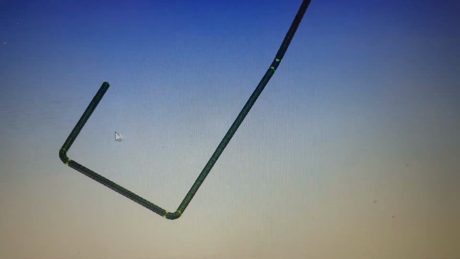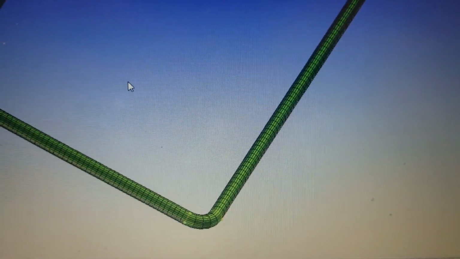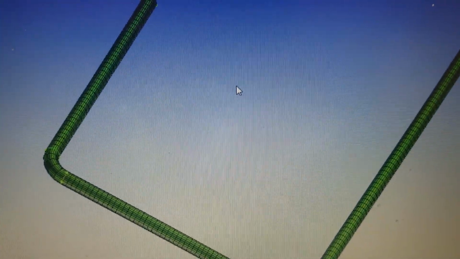Next, the model was meshed using ANSYS ISOM. For the first few simulation runs, we chose to use a coarser mesh to lessen the computation time needed, and then refine the mesh and run again to compare the differences.